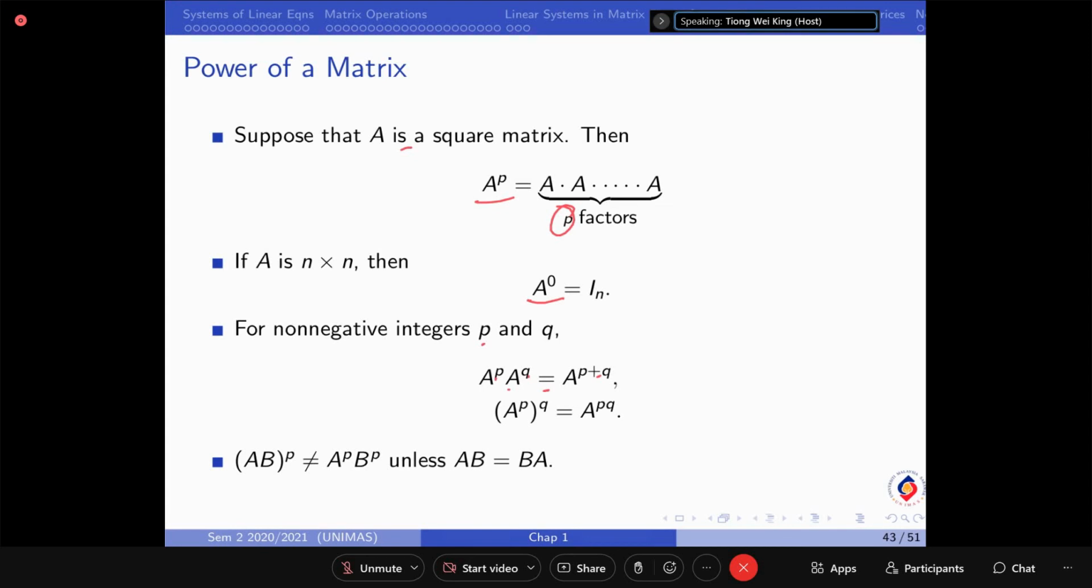The second one is A to the power of P, and then to the power of Q again. So this is A to the power of P times Q. Again, (AB) to the power of P is not equivalent to A to the power of P times B to the power of P, unless AB equals BA.